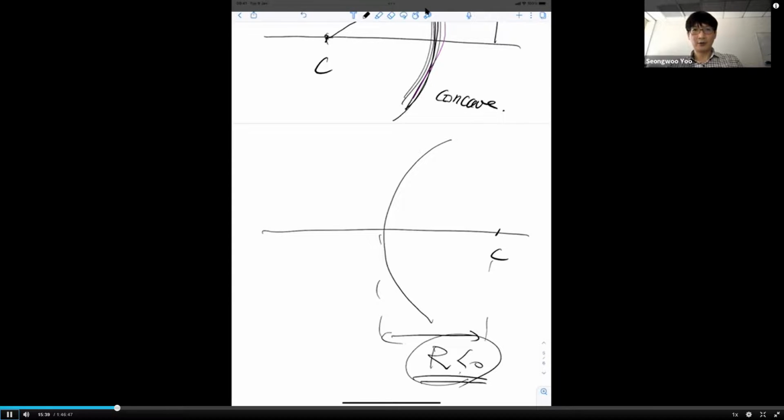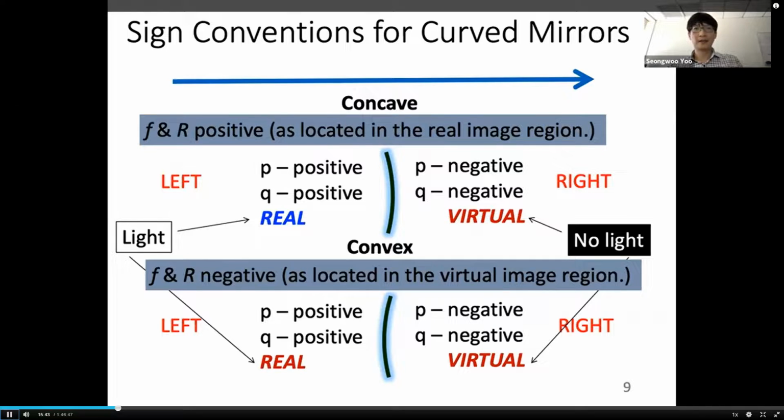Now I will go back to the lecture note. Here, the signs of P and Q, you just follow whether they are measured along the real ray or the virtual ray. So that will define their sign. However, when it comes to this radius or the focal length, you will just check whether the radius is in the real ray region or the virtual ray region.